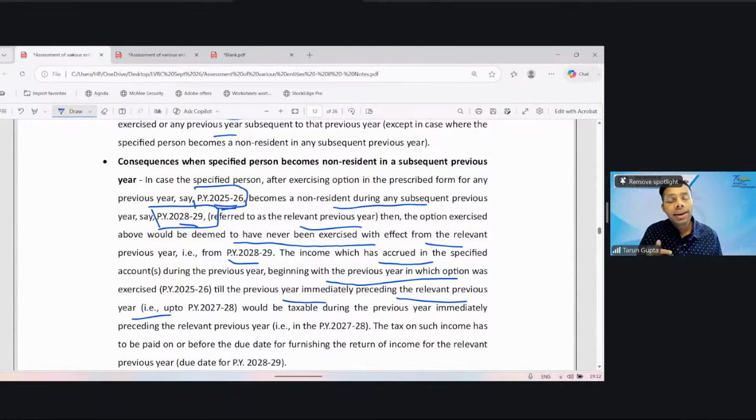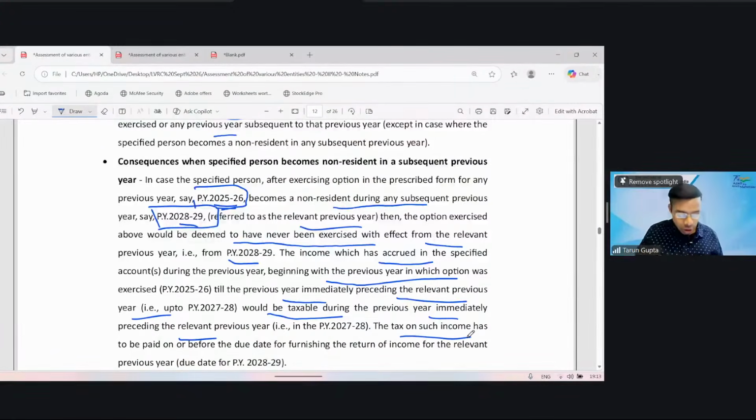This left out the tax on income from the year in which you exercise this option up to the year preceding the year in which you become non-resident. So only those years where you were resident, the government has left to tax this income. Okay. So such income would be taxable during the previous year immediately preceding the relevant previous year.